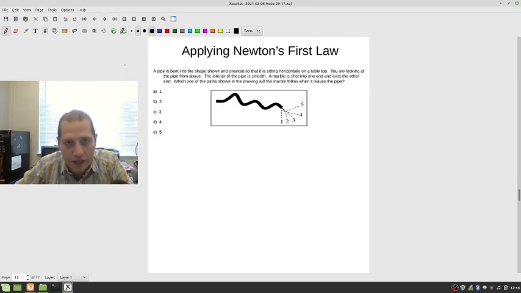Okay, so here's an example that I think is pretty good. Let's say we have a pipe in this shape that's shown, and it's oriented so that it's sitting horizontally on a tabletop. So we're not seeing something that's up and down. You're looking at the pipe from above, all right? The interior of the pipe is smooth. A marble is shot into one end and exits the other end. Which one of the paths shown in the drawing will the marble follow when it leaves the pipe?